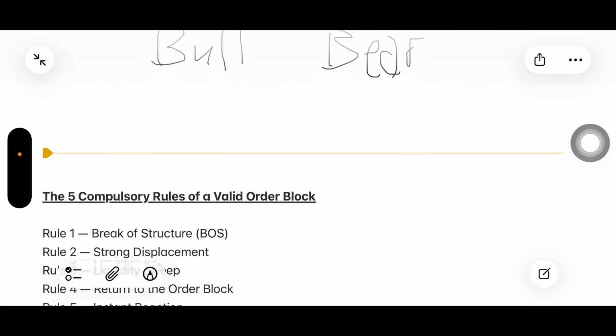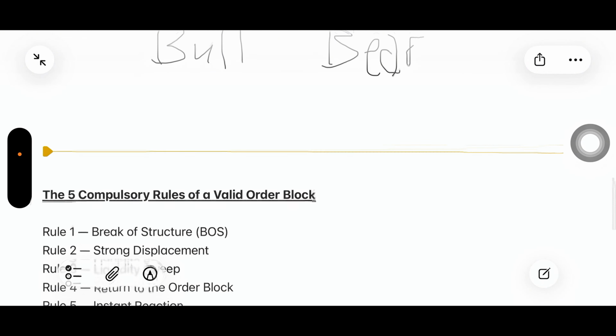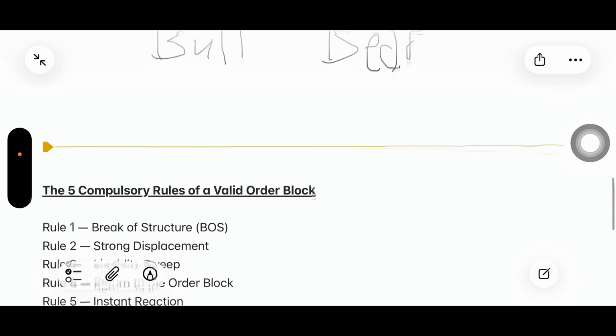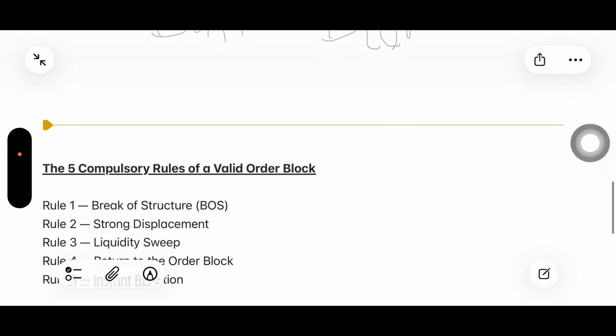In layman terms, if the market did not break a previous high or low after the order block formed, forget it. It's weak, not an order block, because it must break a structure. That is proof that big players are inside. But if it did not break, it is not valid. Secondly, the second rule is a strong displacement. There must be a strong push.